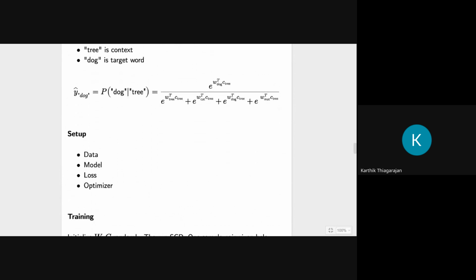Your typical ML setup. The data is going to be some large corpus, and you're going to learn in a self-supervised manner, meaning the labels are there in the corpus itself. So the next word, given the current word, is the label. The model we have just described is a simple softmax over dot products between word and context vectors. The loss is cross entropy, and for the optimizer you can use SGD.